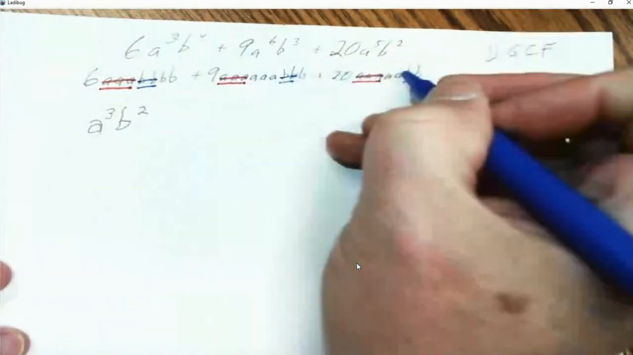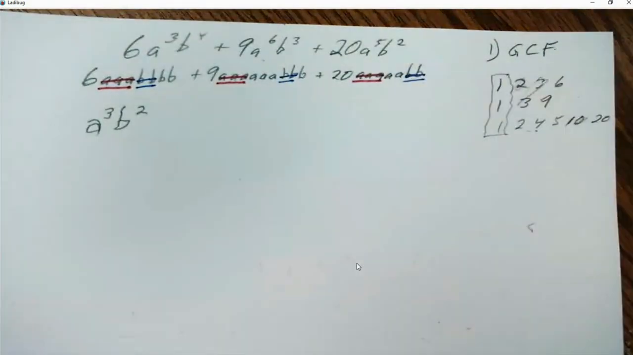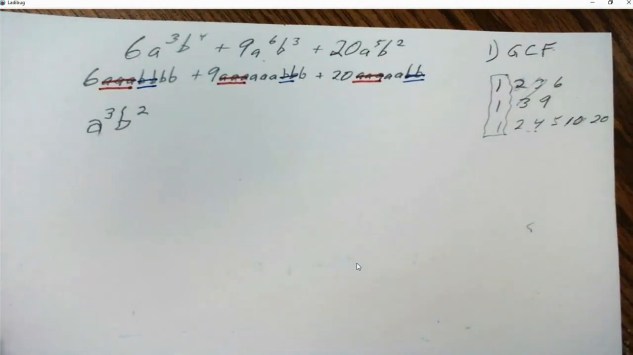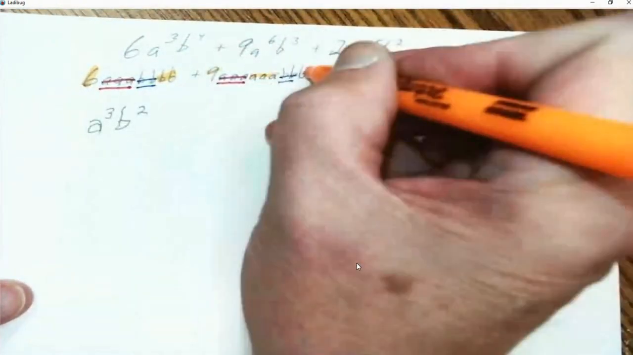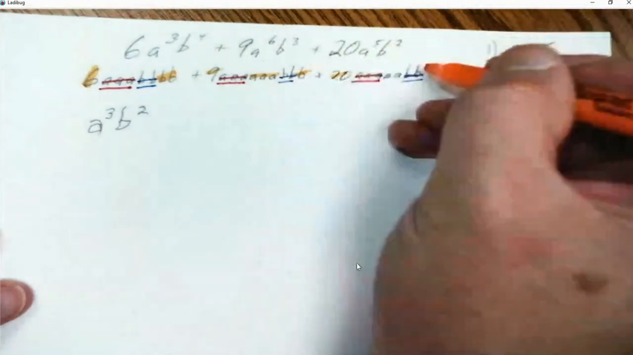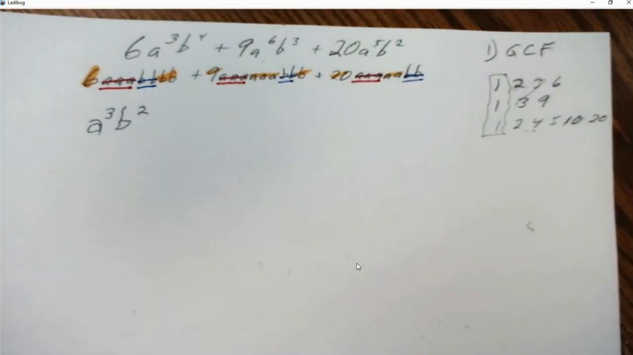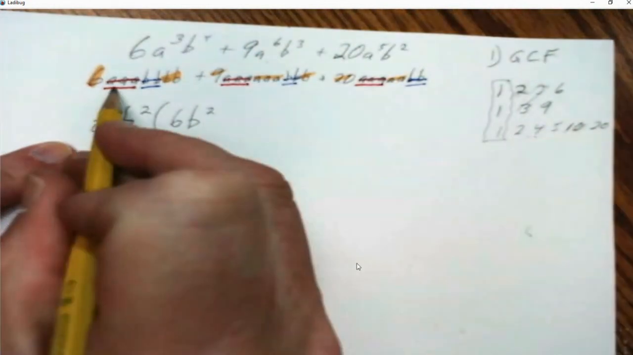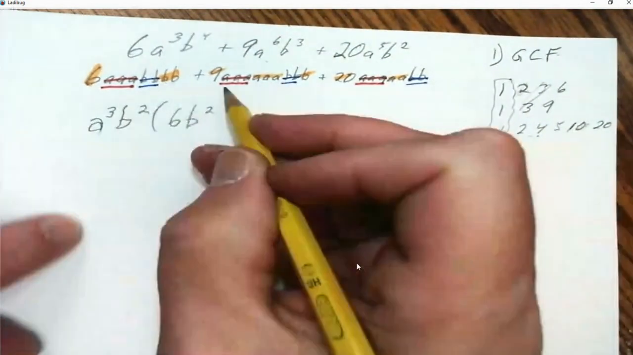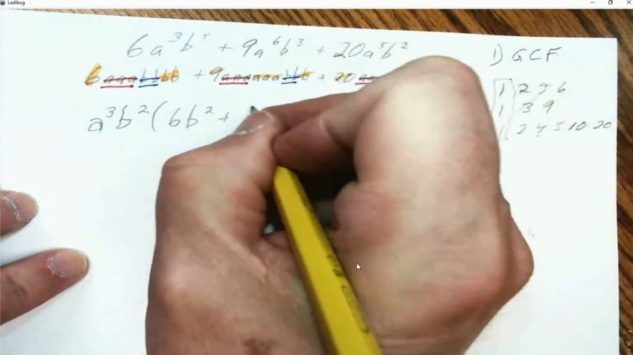So those would be canceled out because we've divided that out of each term. So now we can just take what's left. Let's see, we got a 6 and 2 B's, a 9 and 3 A's with a B, a 20 and 2 A's. So what's left when we factor this out? We're left with 6B squared. 6B squared, that's all that's left. Here we've got plus 9.